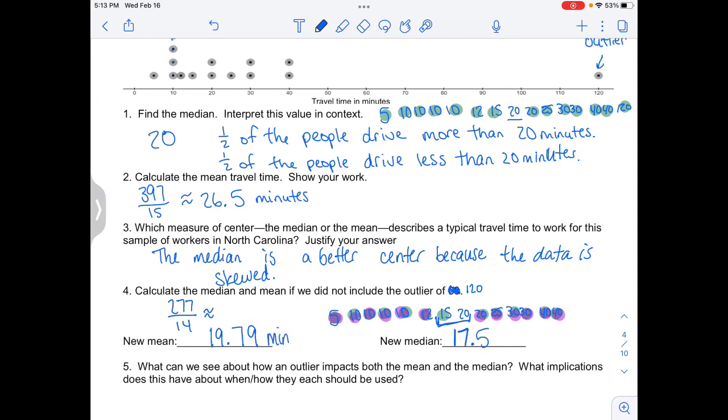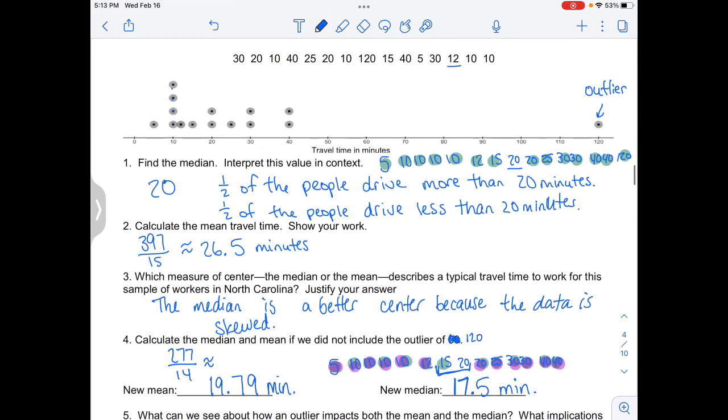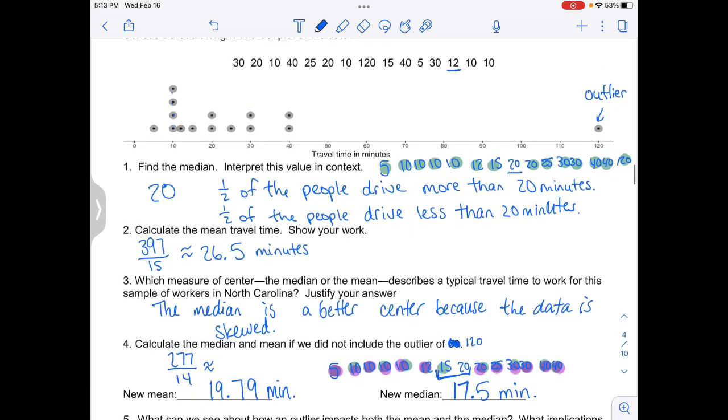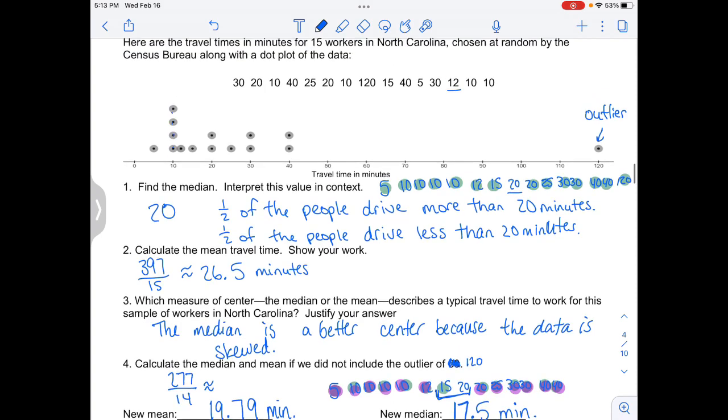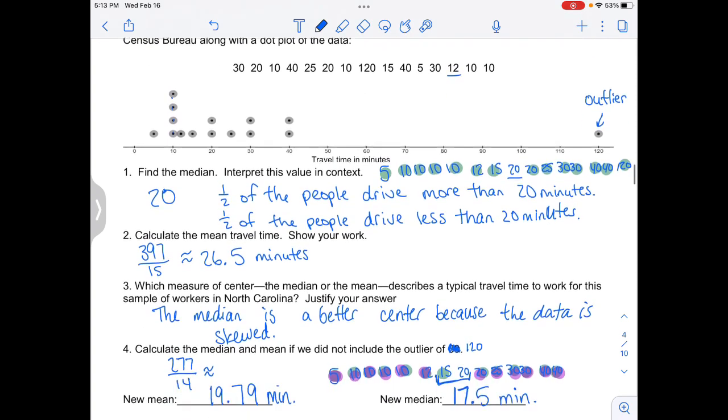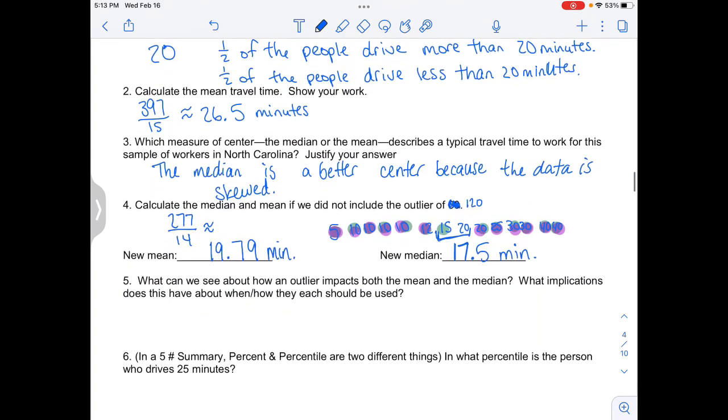And these are actually both minutes. So this has an average of about 19.79 minutes, or a median of 17.5 minutes. So now the median or the mean would be okay ways to look at this data and use for the measure of center because it's no longer as skewed. Both work.